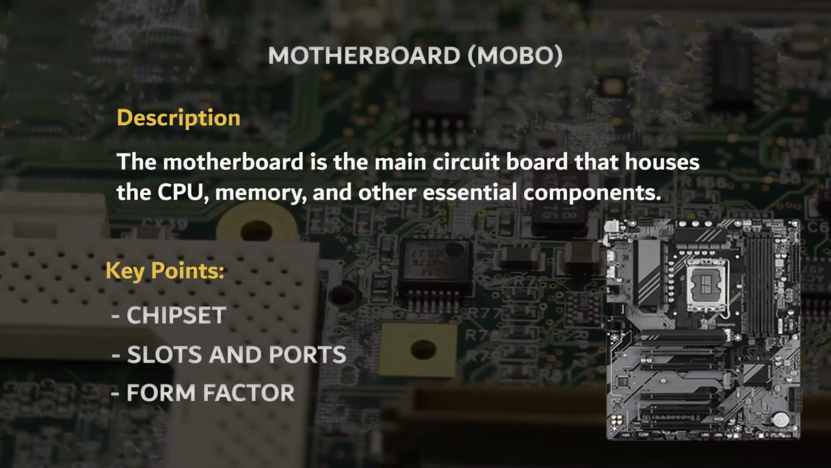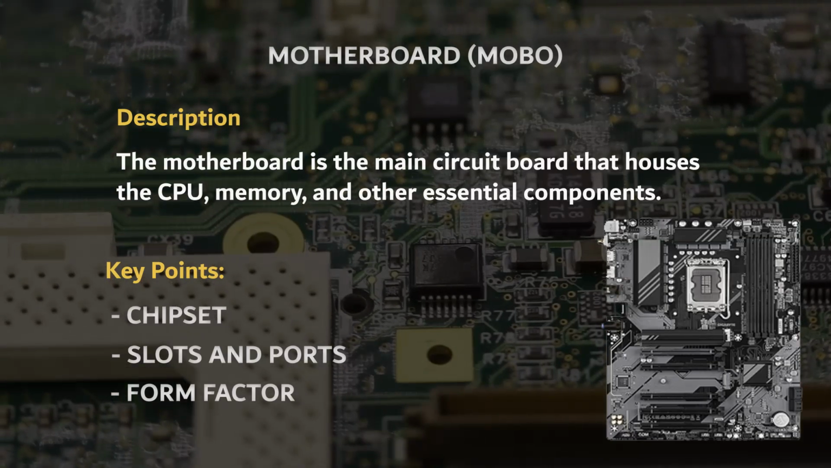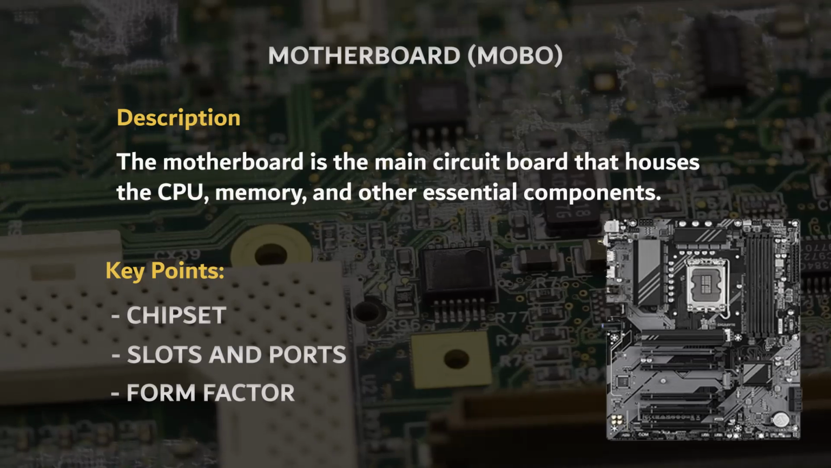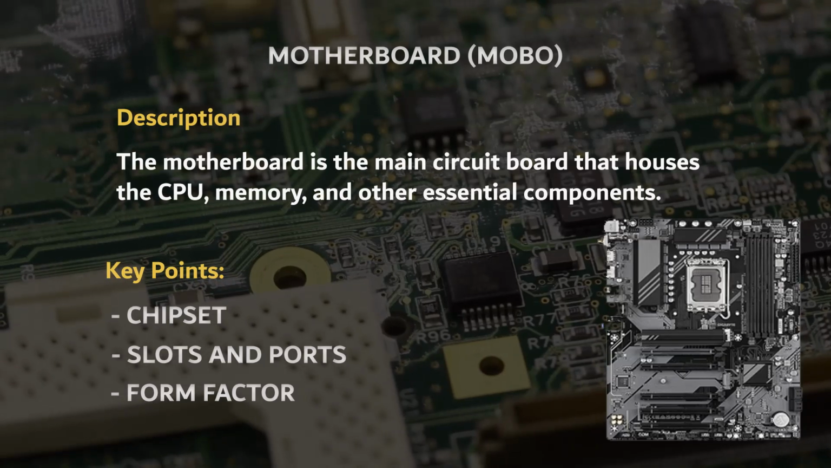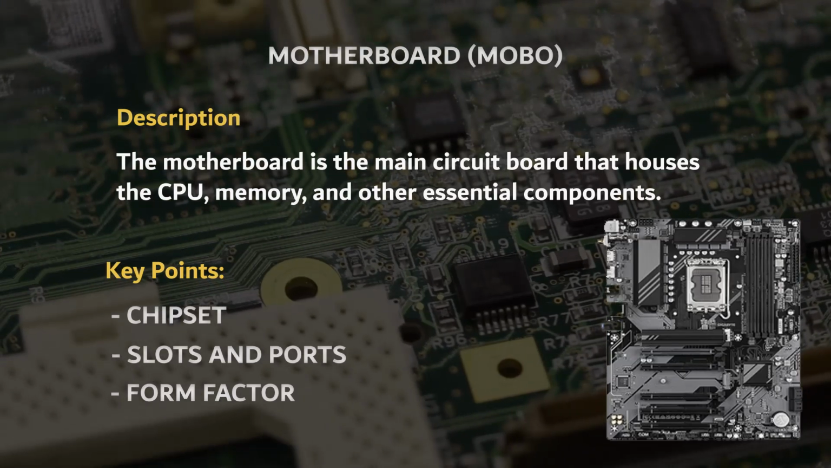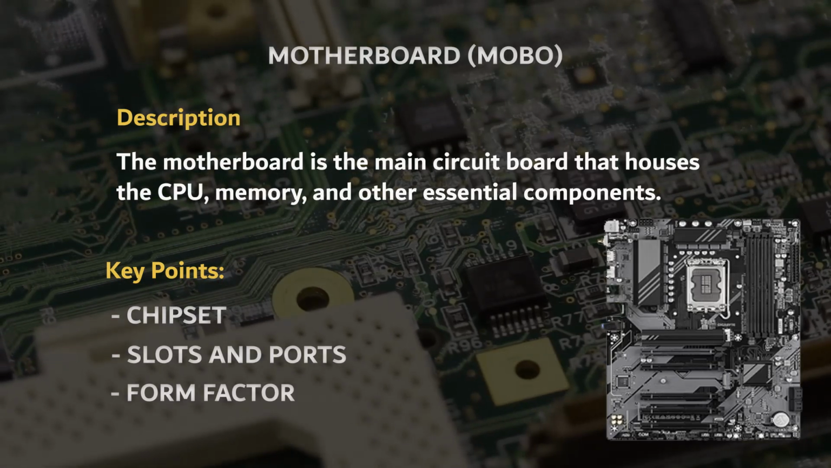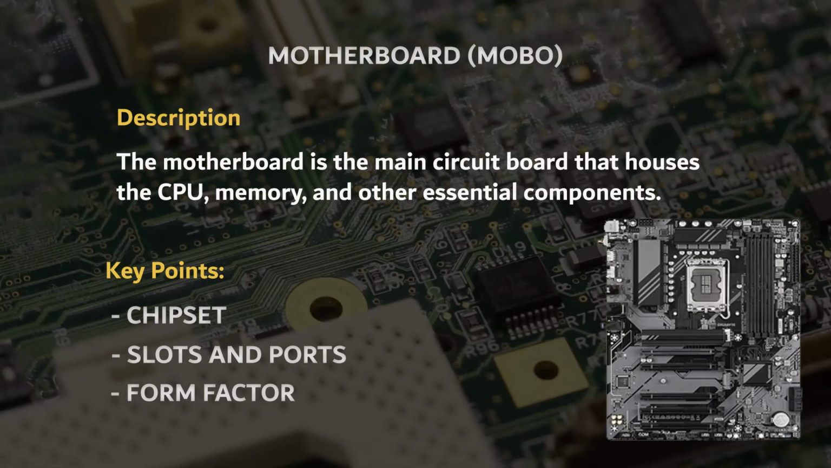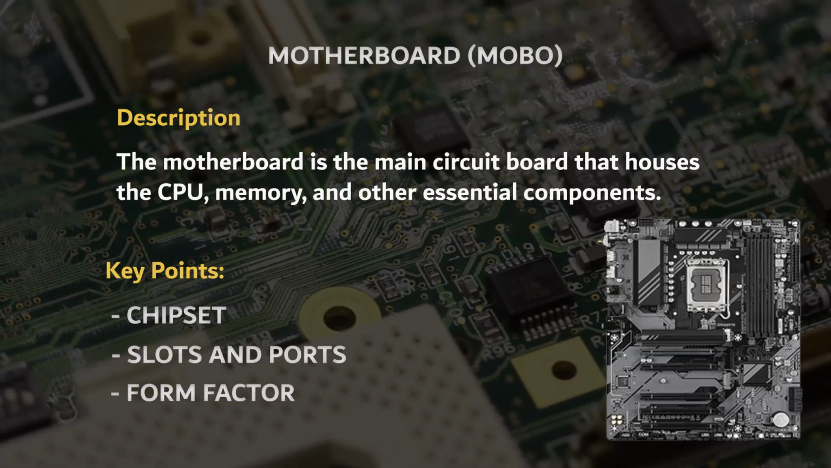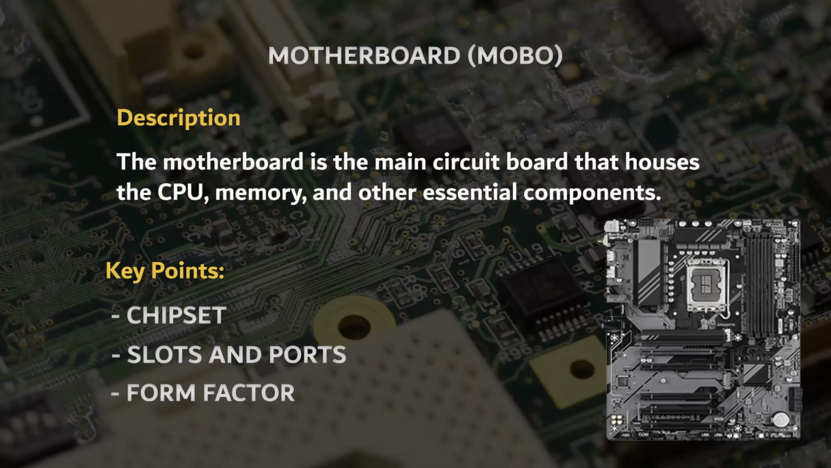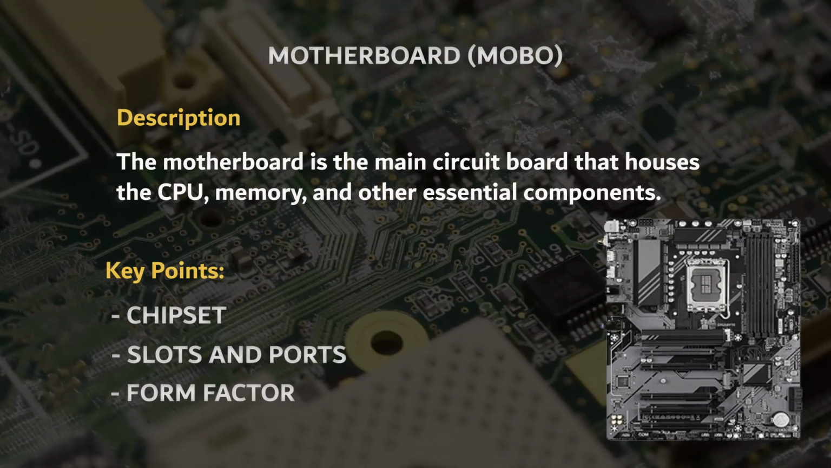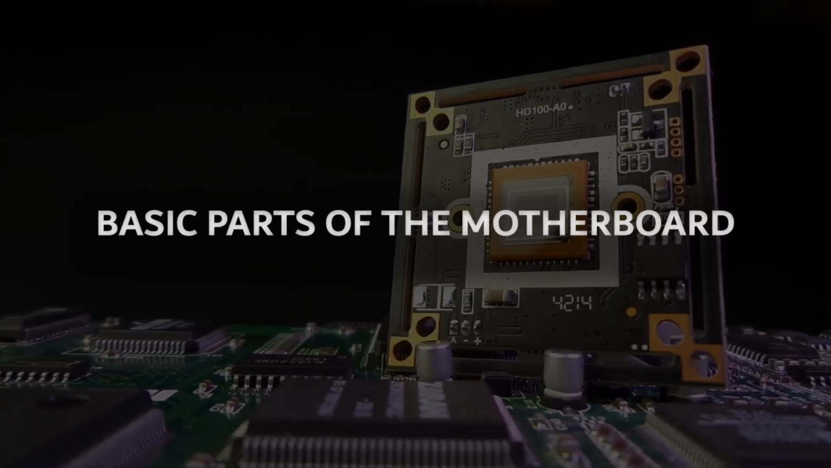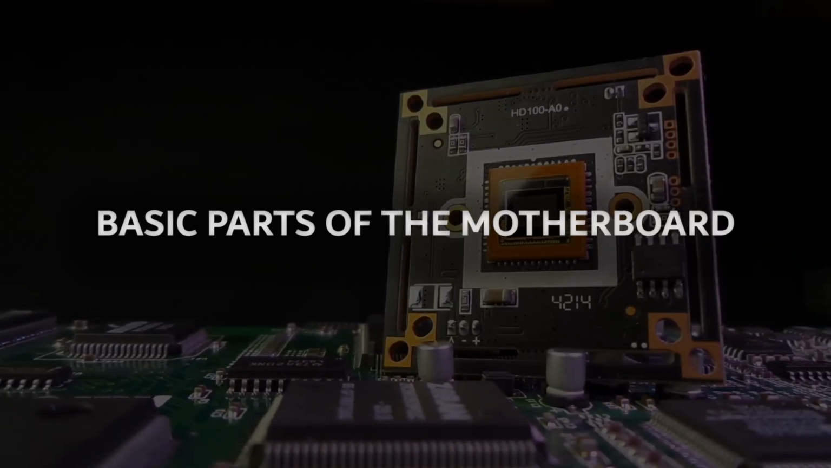Motherboard. The motherboard is the main circuit board that houses the CPU, memory, and other essential components. It provides the necessary connections and pathways for these components to communicate. Key points. Chipset: determines compatibility with CPUs and other components. Slots and ports: include slots for RAM, expansion cards, and ports for peripheral devices. Form factor: common sizes include ATX, micro ATX, and mini ITX. This module includes the basic parts of the motherboard and their functions. Let's get started.